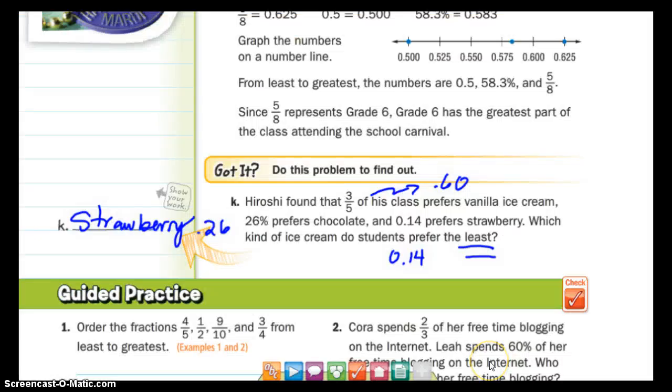Pause the video. Did you get strawberry? And again, the key to this one is making sure that you see the word prefer the least. And the least is 0.14, which is strawberry. All right, get the guided practice done and come back when you're done.